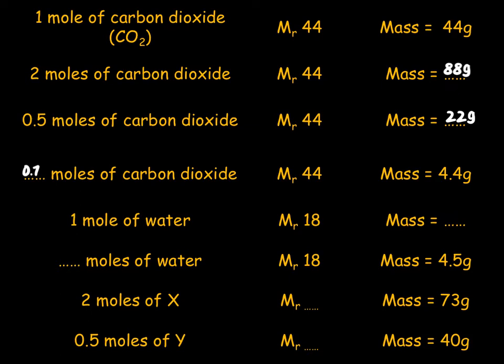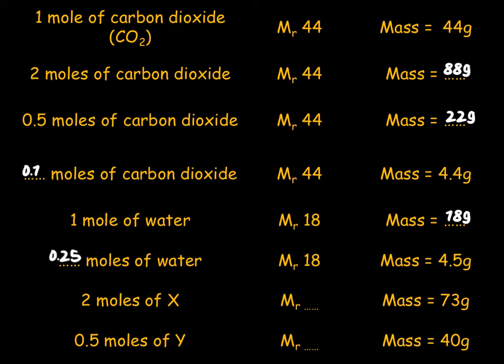Again, for the next question, we have 1 mole and an MR of 18, so moles times MR gives us our mass of 18 grams, before again needing to rearrange. Again, we need to do mass divided by MR to give us our moles, so 4.5 divided by 18, giving us 0.25 moles of water.